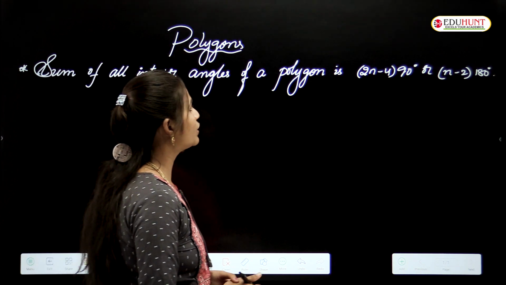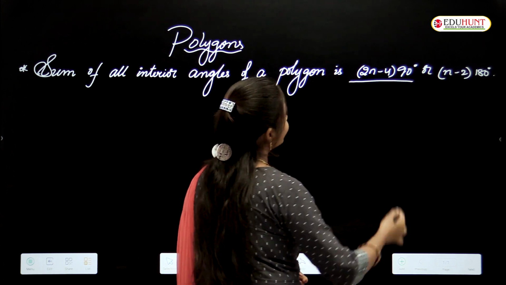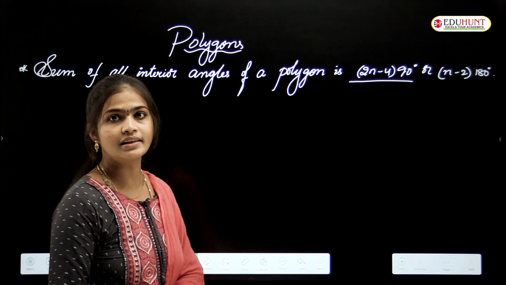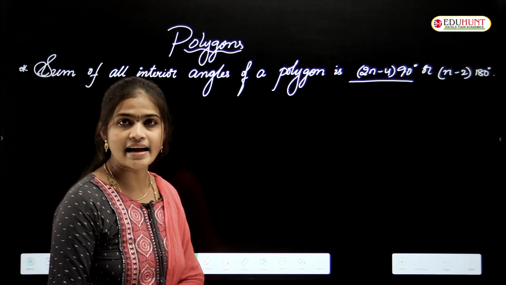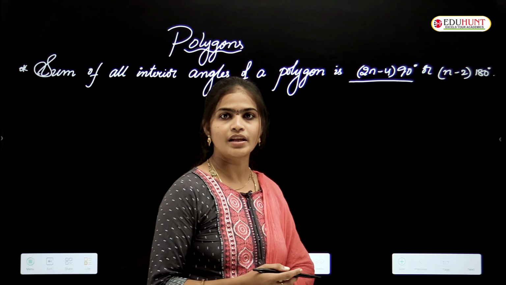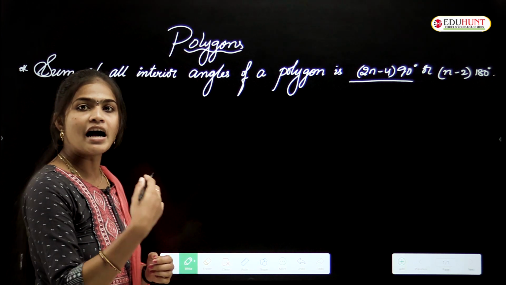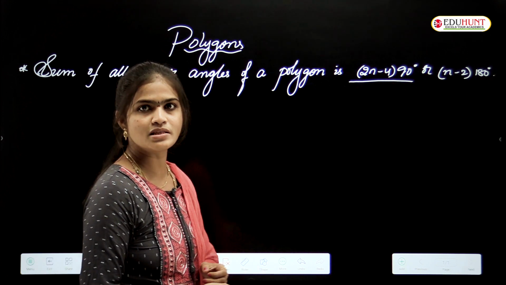Here we can use the formula (2n minus 4) into 90 degrees. By using this formula we can find the sum of all interior angles of any polygon. Okay, so let us see that. First see how we got this formula. After that we will discuss how we can use this formula.